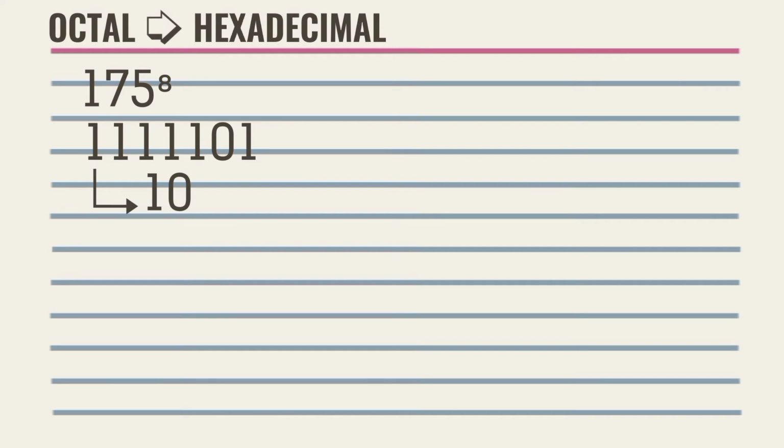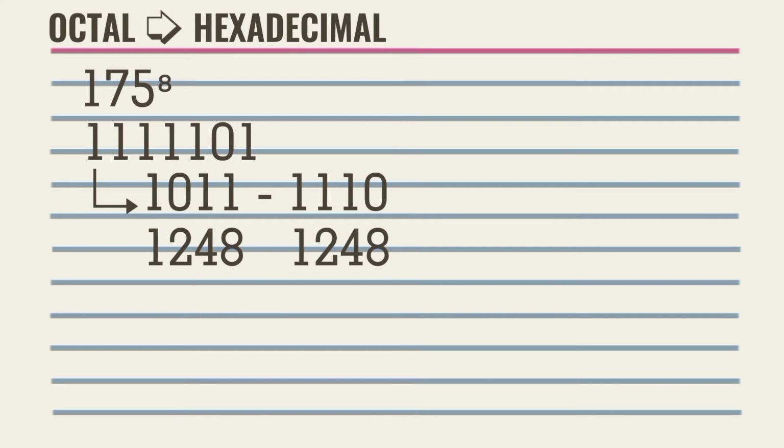So, 1011 and 1110. Next thing is to put 1, 2, 4, 8 under each group, then multiply it. So, 1 times 1 is equals to 1, 0 times 2 is equals to 0, 1 times 4 is equals to 4, and 1 times 8 is equals to 8. To sum these all, we'll get 13, which is D in hexadecimal system.